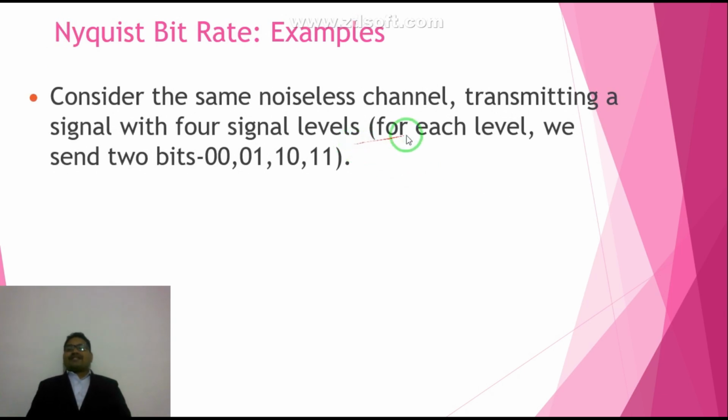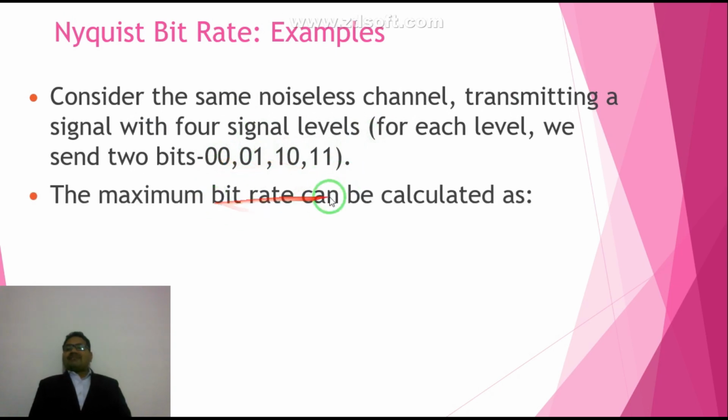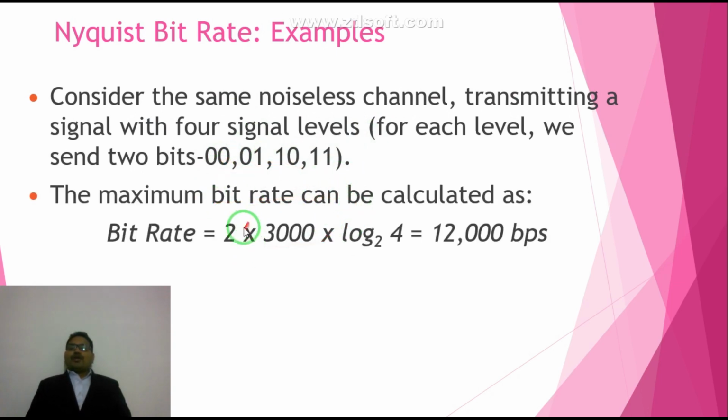Second example. Consider the same noiseless channel transmitting a signal with 4 signal levels, like 0 0, 0 1, 1 0 and 1 1. These are the 4 levels we got. So the maximum bit rate you can get is 2 into 3000 into log of 4, because over here L is 4. So log of 4 to the base 2 is what? 2. So 2 into 3000 into 2 is 12,000 bits per second that you can transmit over a noiseless channel. This is the Nyquist bit rate.